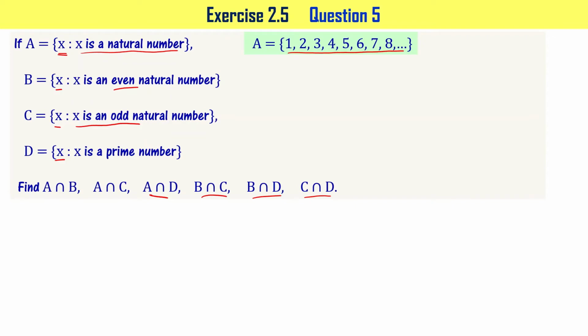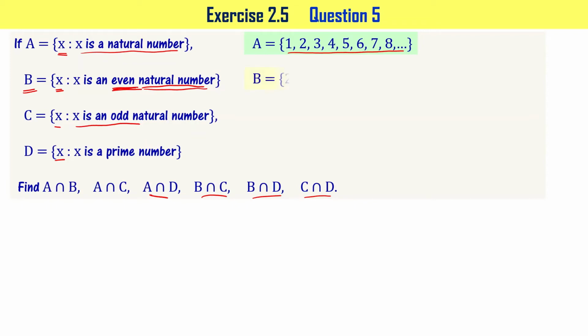Now let's see what is set B. Set B is a set of elements X such that X is an even natural number, meaning these are natural numbers, at the same time they are even numbers. Even numbers means they can be divided by 2, right?